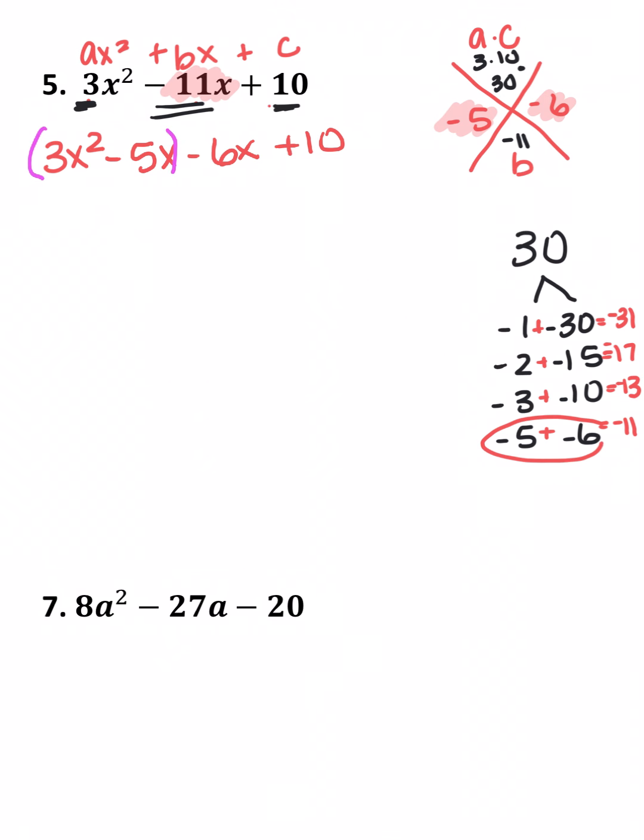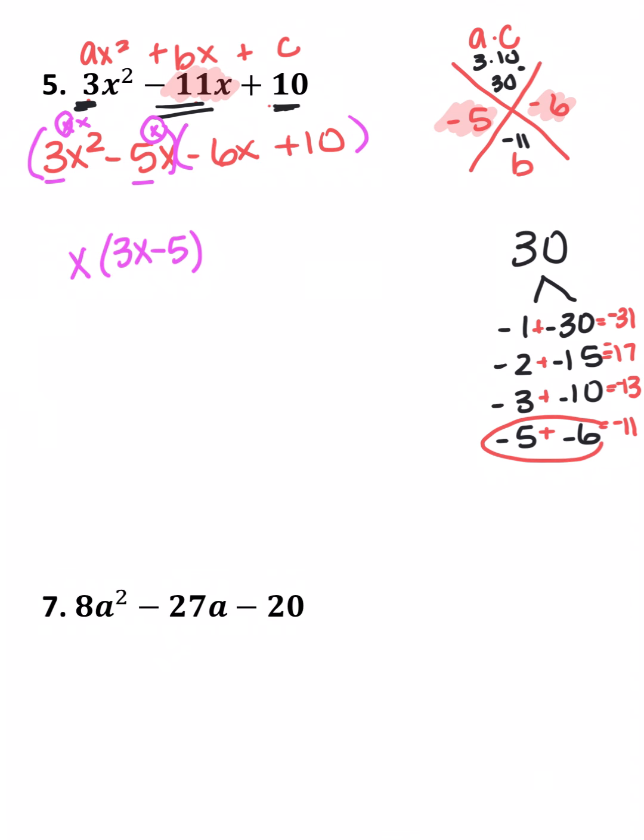Then we'll group together our first two terms and group together our second two terms. All right, so we're looking for what goes into 3 and 5, and there's nothing. But I do have 2 x's here and 1 here. So they do have an x in common. So my greatest common factor is x. When I factor that out, I'd be left with 3x minus 5.